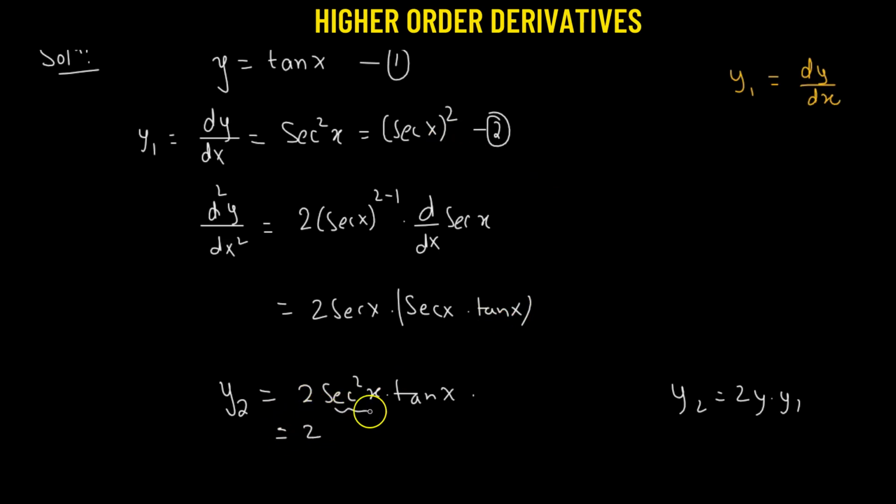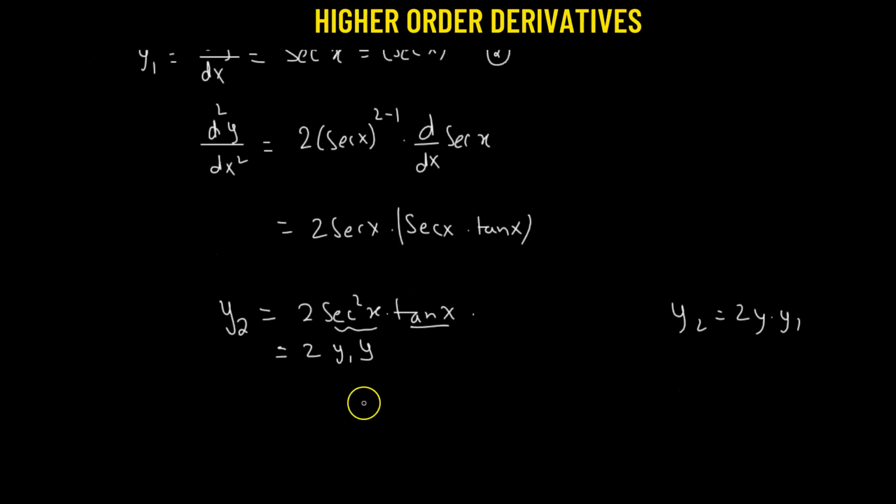So we have 2 times, in place of secant squared x, we can write y1, and in place of tangent of x, that's y. So this is what we were asked to prove. So y2 equals 2 times y1 times y.